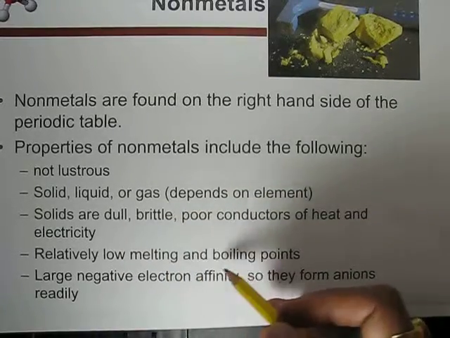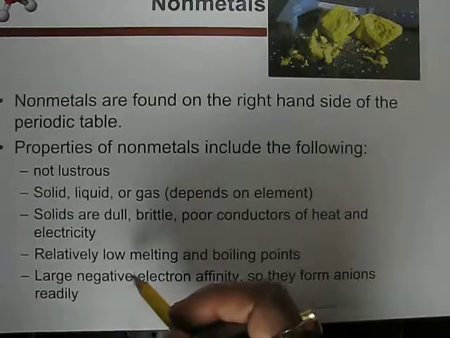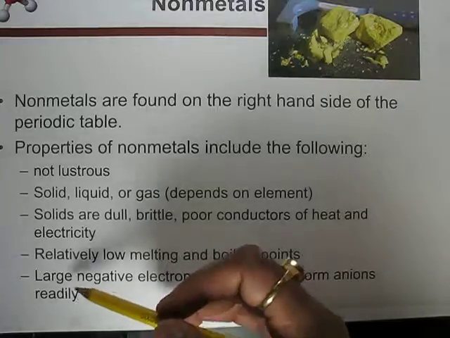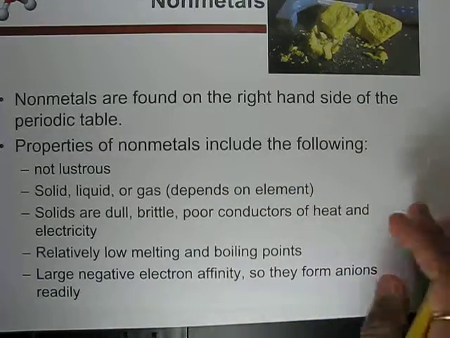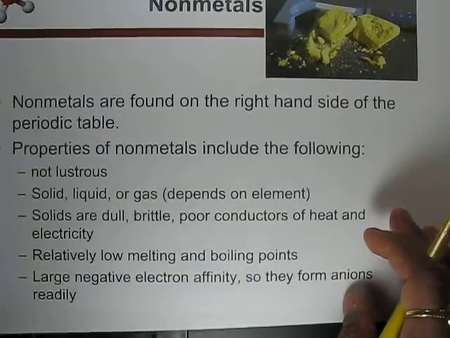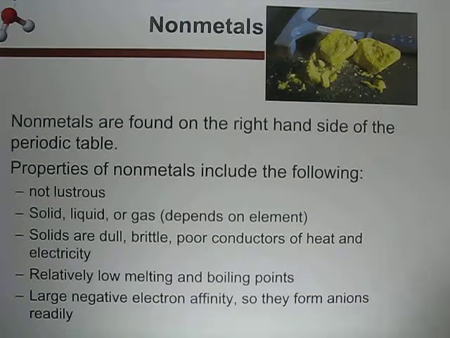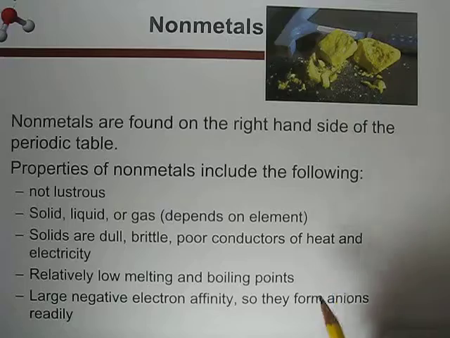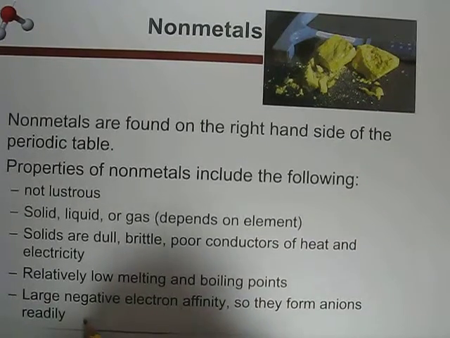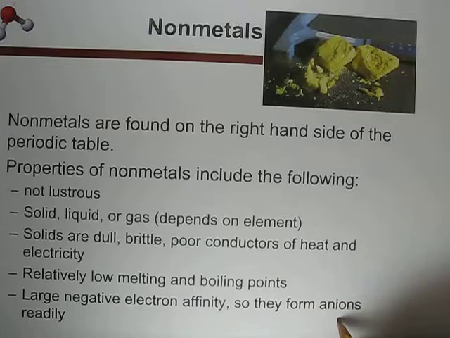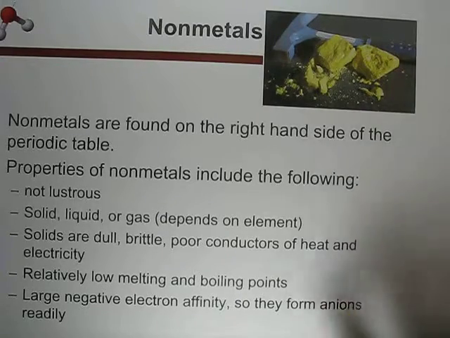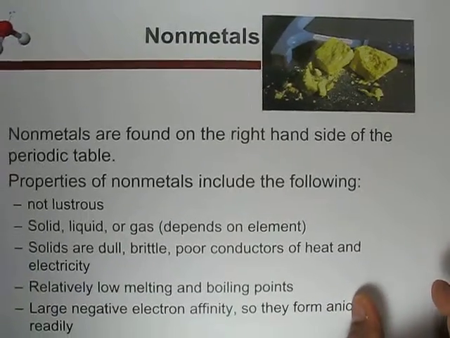They have relatively low melting and boiling points. They also have a large negative electron affinity, so they form anions readily, which means they accept electrons very easily.